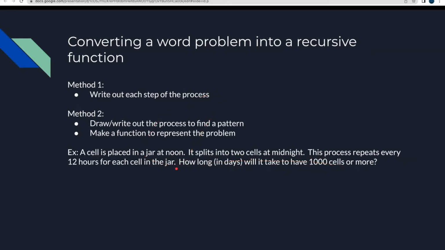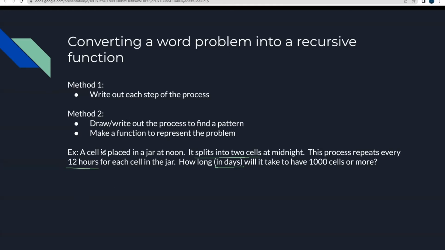Okay, some things we have to know now are that it wants the answer in days, but this process repeats every 12 hours. So you know that you're most likely going to solve for it in terms of 12 hours, but then you're going to have to convert it to days. So you're probably going to have to divide your answer by 2 somewhere, but we'll figure that out later. Now let's take a look at what this process is. It says it splits into 2 cells every 12 hours.